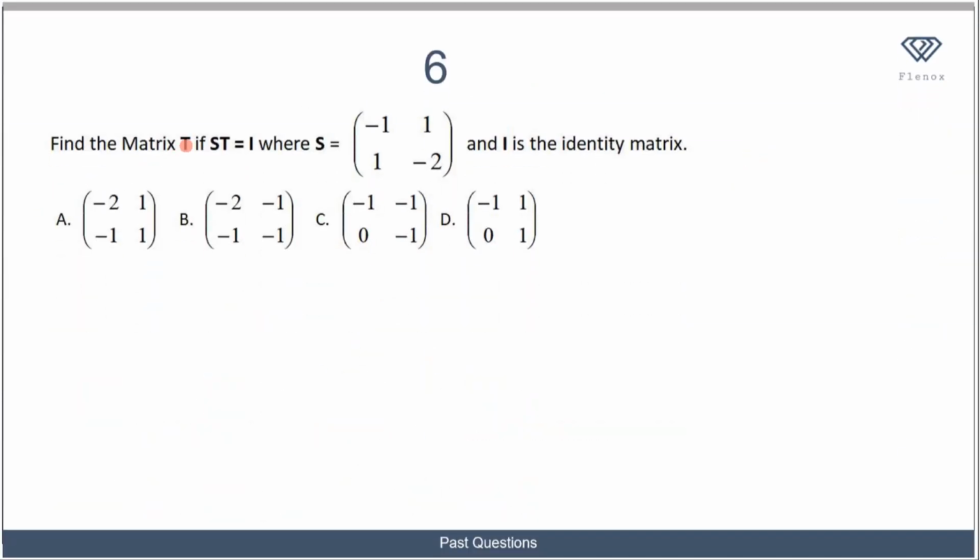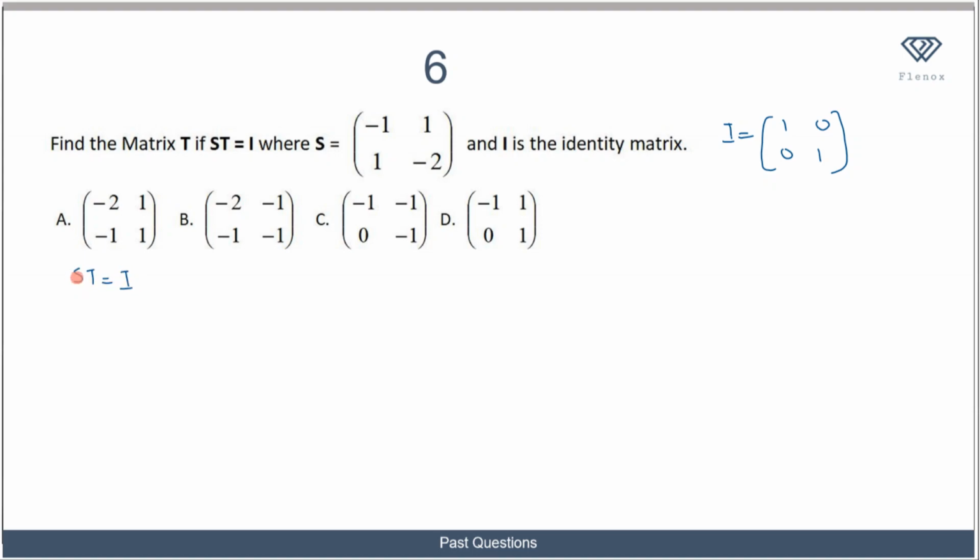We are told to find matrix T if ST is equal to I, where S is equal to this and I is an identity matrix. And as I mentioned before, an identity matrix is the same thing as a unit matrix. So in this case, my identity matrix I is a 2 by 2 unit matrix, which is 1 0, 0 1. So I'm told that the product of S times T is equal to I, and I'm told to find T. So I have ST equal to I.